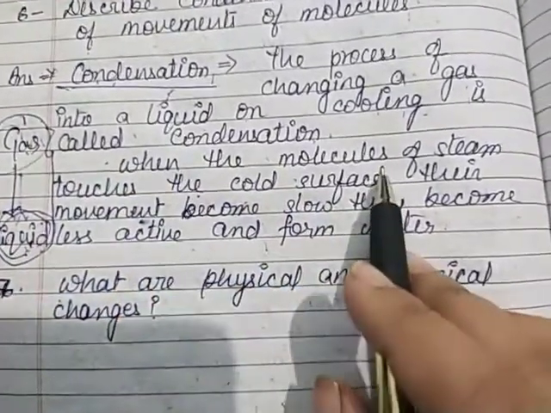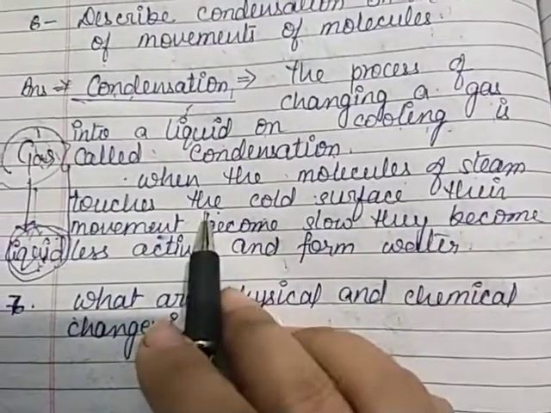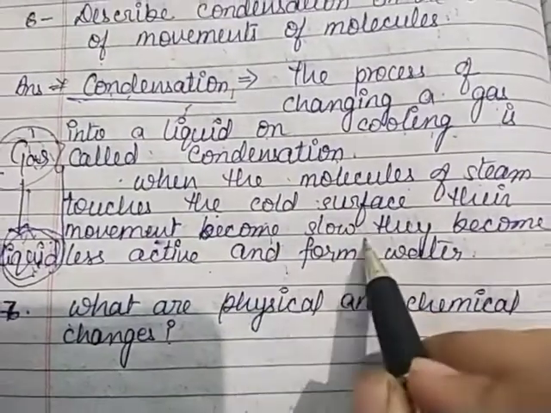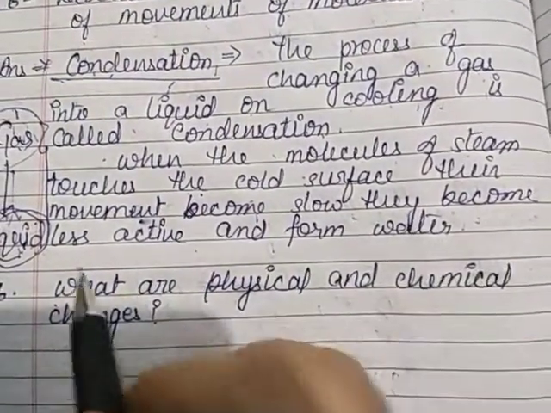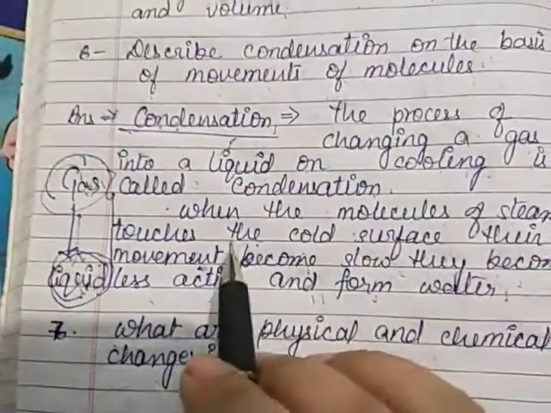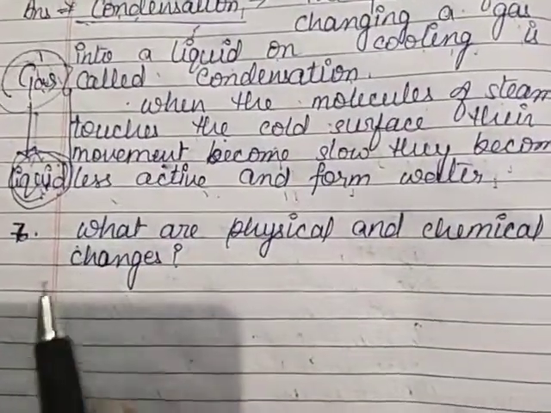So when the molecules of steam touches the cold surface, their movement become slow. They become less active and form water. So this is question number 6. Now the question number 7.